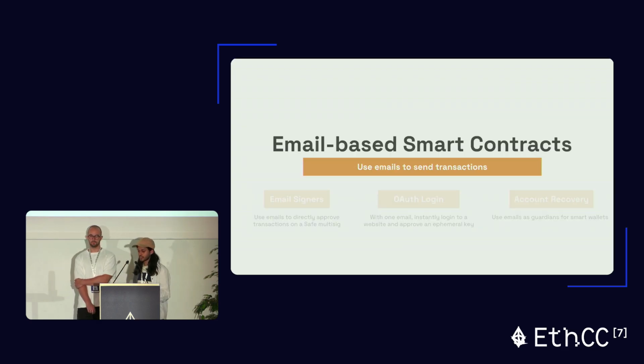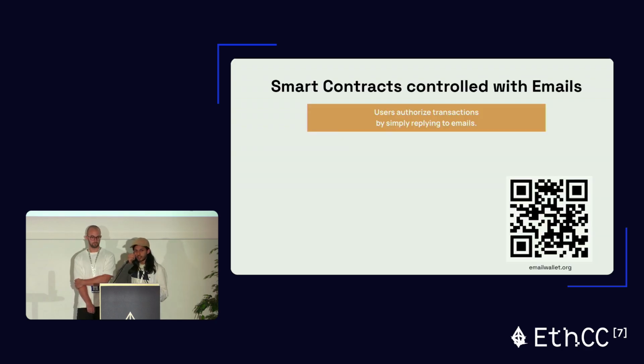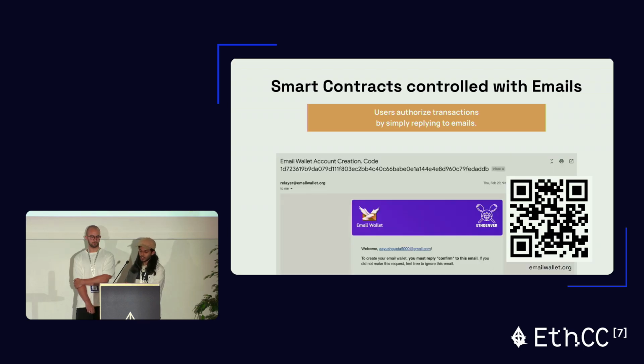But first, how exactly do email-based smart contracts work? Well, the idea is that if a user replies to an email, then the person who receives the reply can make a ZK proof of that email being sent by the email owner. And so the idea is that we can authorize transactions just by replying to an email. For instance, here you have an account creation email. The code we've put in the subject for ease of visibility, but you can also have it in the body. As soon as the user responds to this email it can automatically get approved by the recipient and relayed on chain. You can even try it for yourself if you go to emailwallet.org.